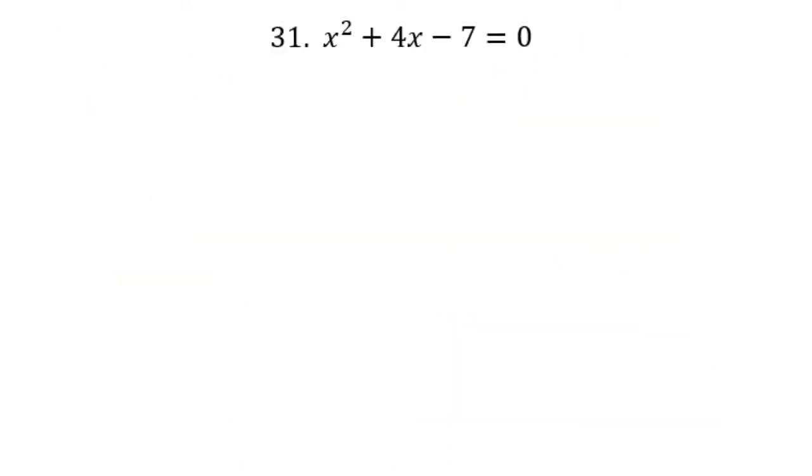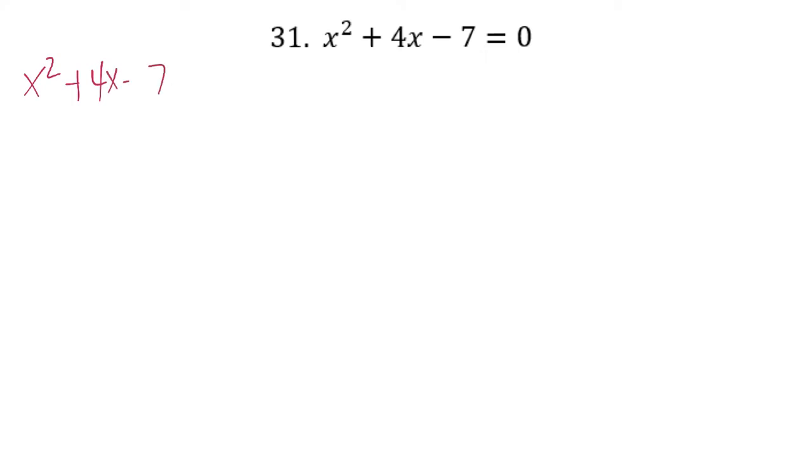Okay, looking at 31, if we're trying to look at factoring, we have 7. The only factors of 7 are 7 and 1. You have no way to get 4. So we're either going to have to use quadratic formula or completing the square. Yet again, you can use either one. You're going to get the same answer. I'm going to start with completing the square this time. I will show you both of them.